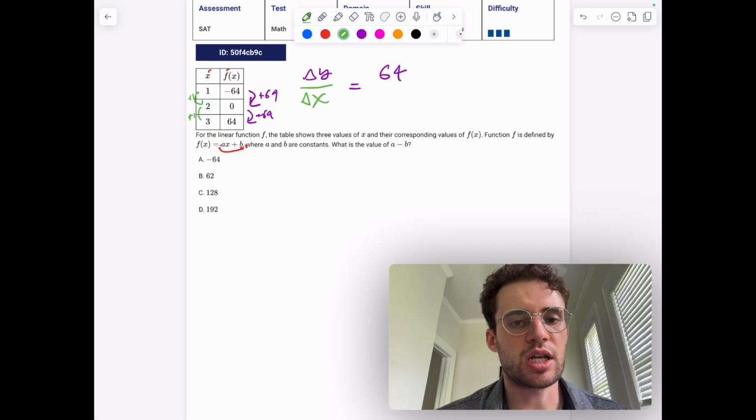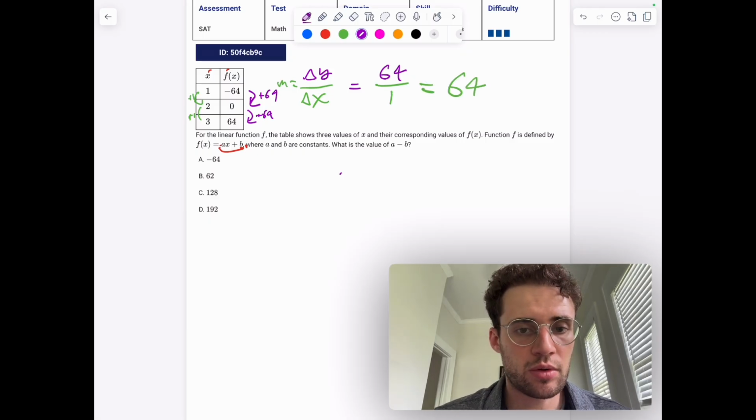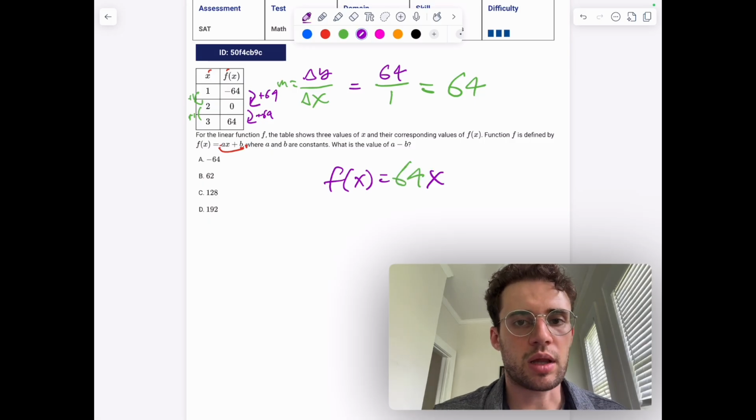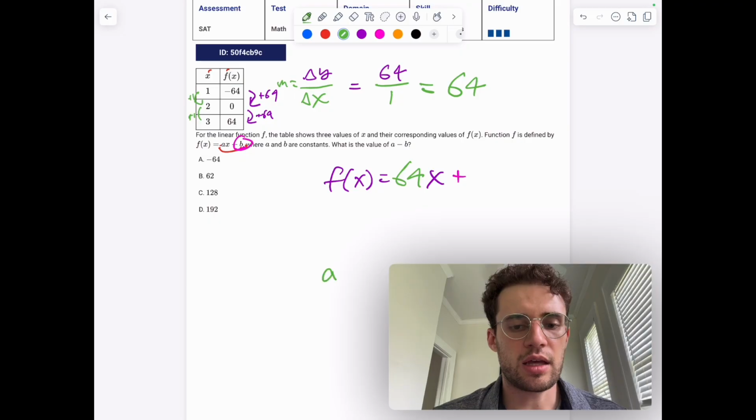So you can write the change in y divided by change in x, also called the slope, is equal to 64 over 1, which is just 64. Slope is 64, that's our a value. So f of x equals 64x plus, and then we have to figure out what the y-intercept value is, the b. So let's say a equals 64.